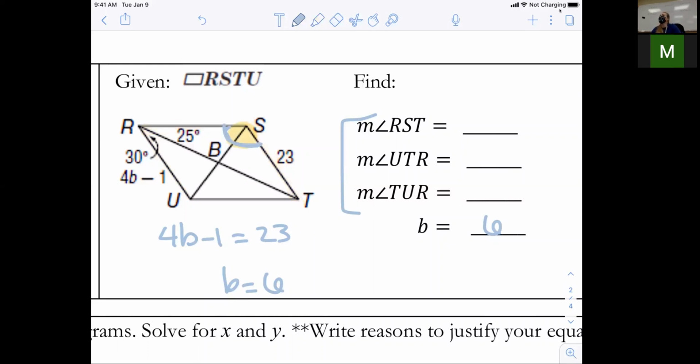What are we thinking? Who wants to help? How do I find RST? What are you doing to find that? I saw the R, the R 30 degrees, and I knew split half, so I doubled that. Oh, let me pause you. It's not necessarily split in half. This 25 is this angle right here next to it. How does that change your answer, Colin? I think just by 5.